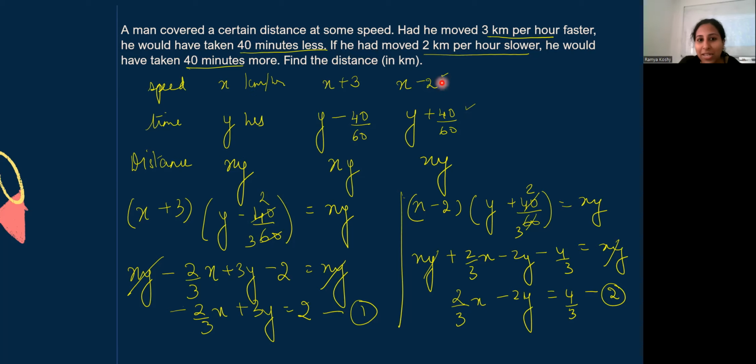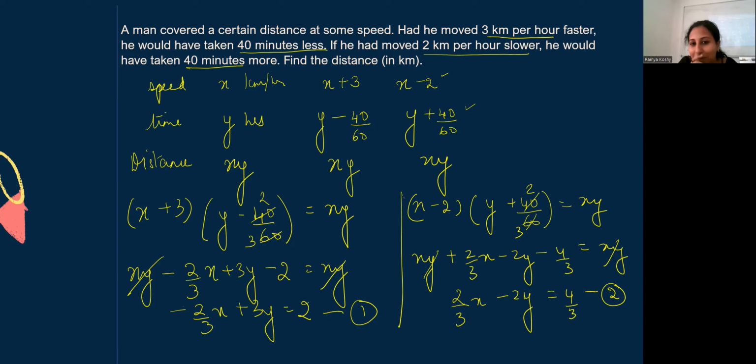So here you have these three cases. Speed is increased, speed is decreased. So I'm taking the product in both cases and equating it to xy. You need to open the brackets here. When you open the brackets, xy will cancel on both sides. Here also, when you open the brackets, xy will cancel on both sides. So you're going to get these equations which you can solve.